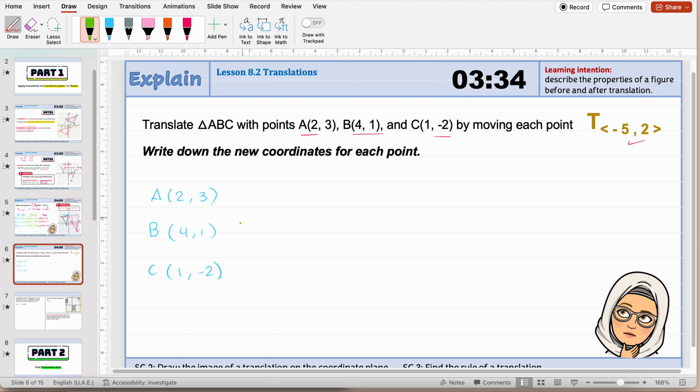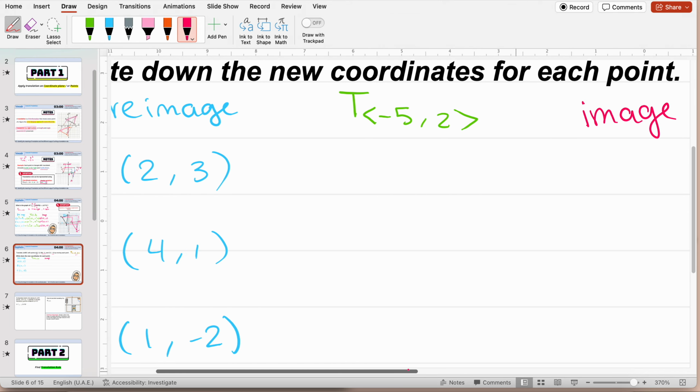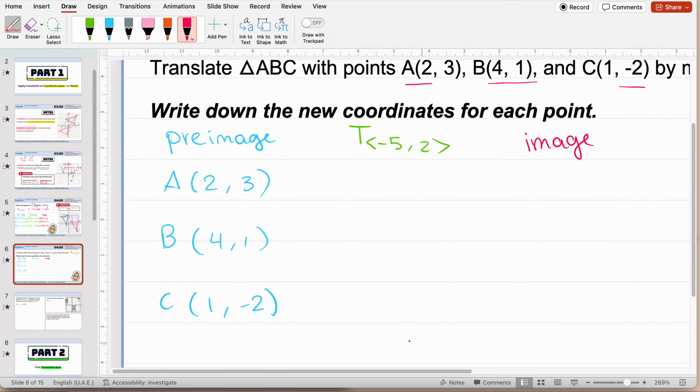Now, how to find the translation? Just apply your translation. What is it? Negative 5, 2. Again, this is called pre-image. And I want to find the image. Let's do it. Very easy. You just need to organize your work. That's it.